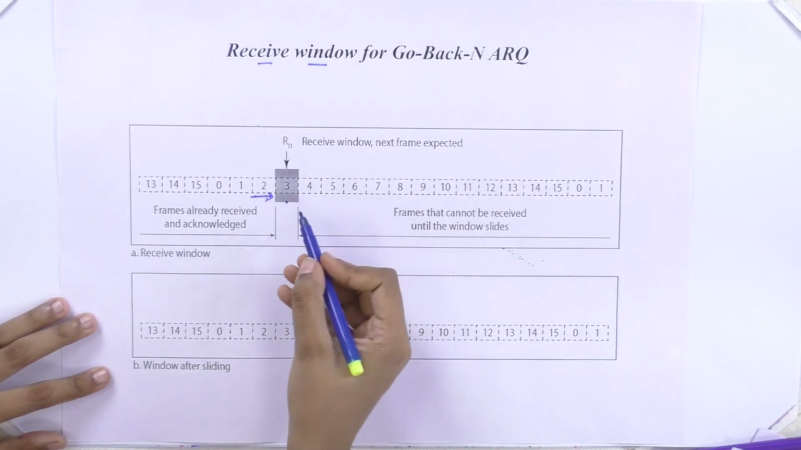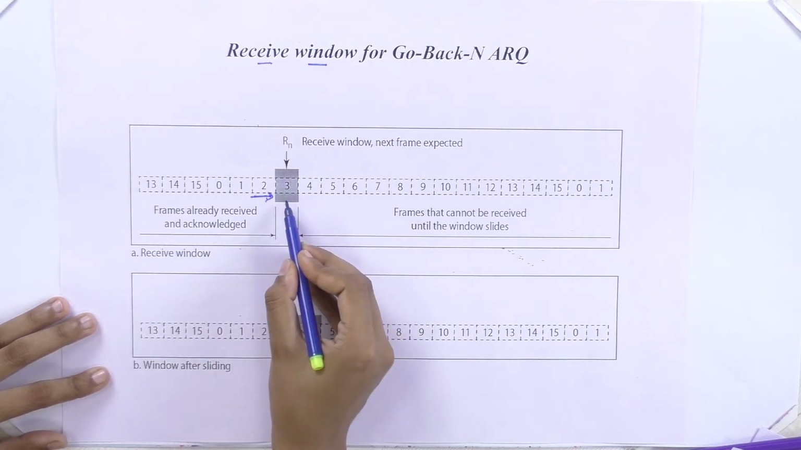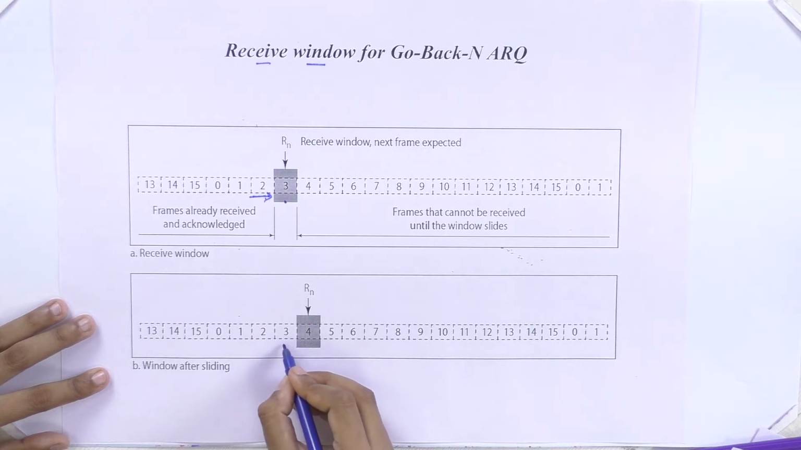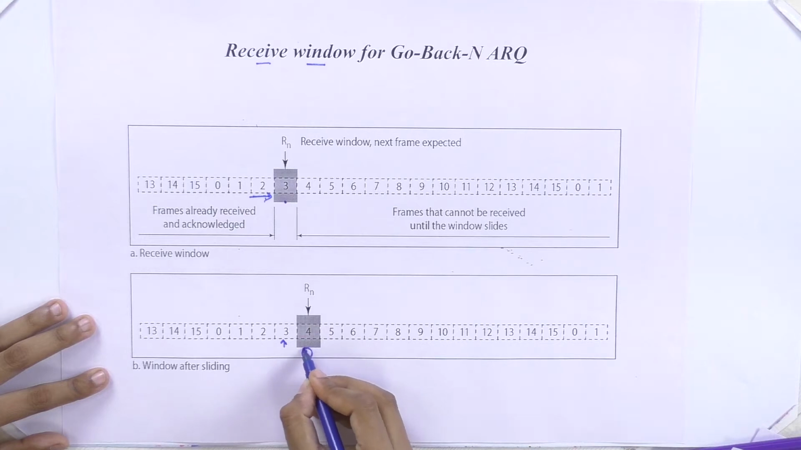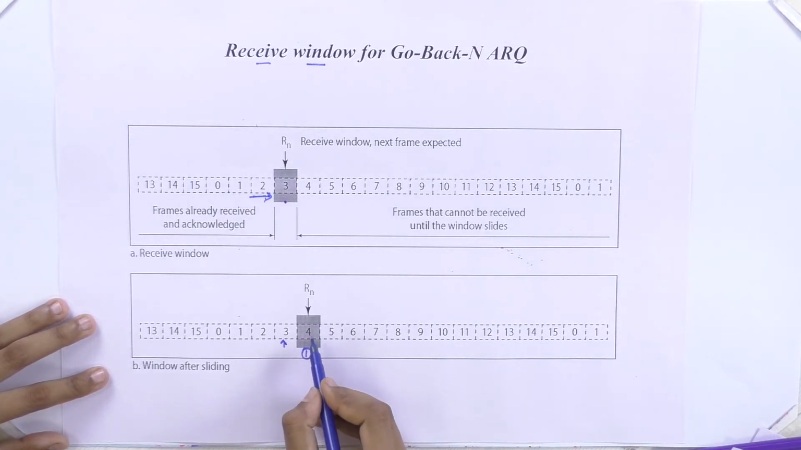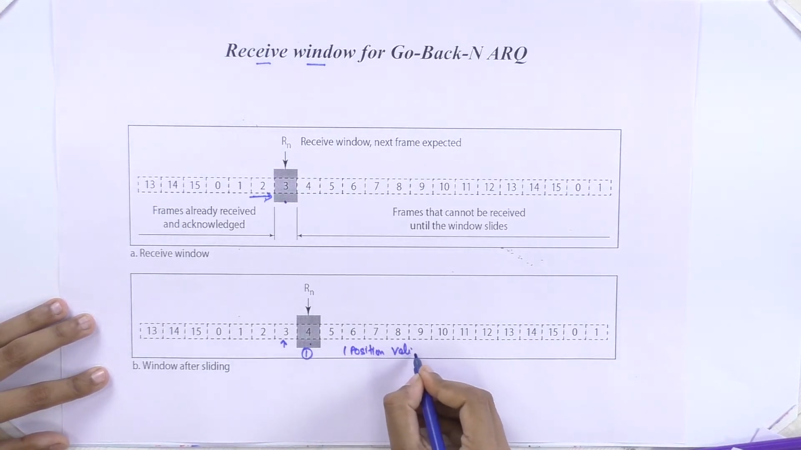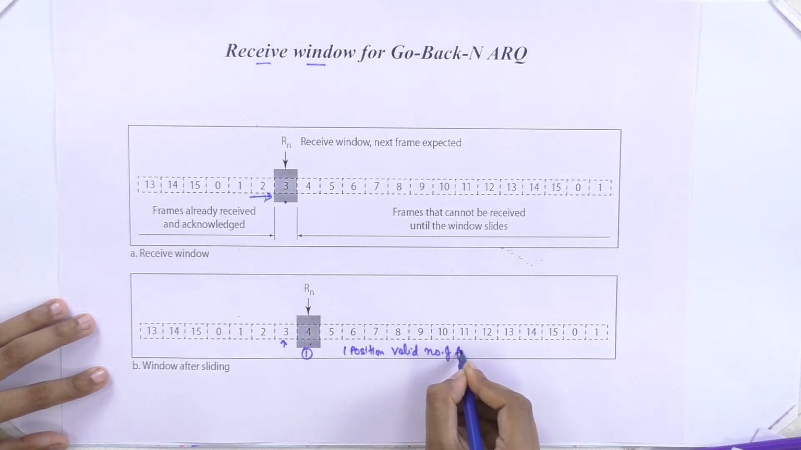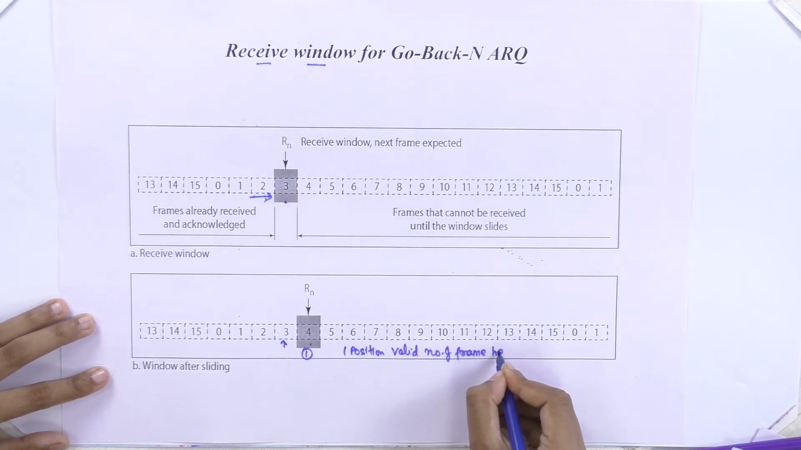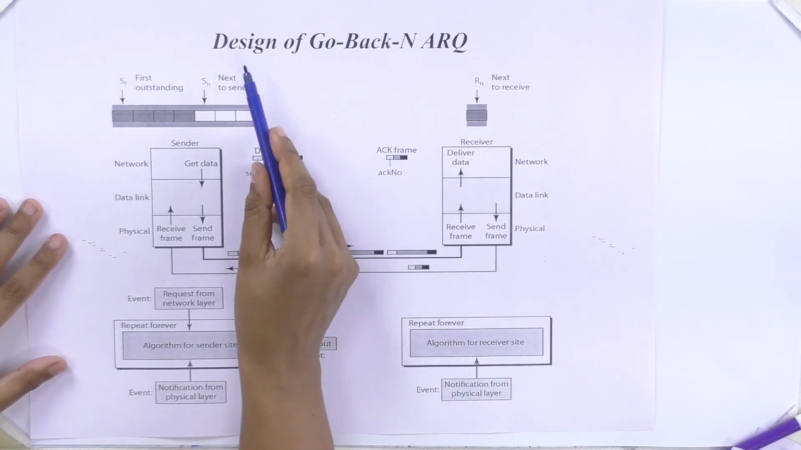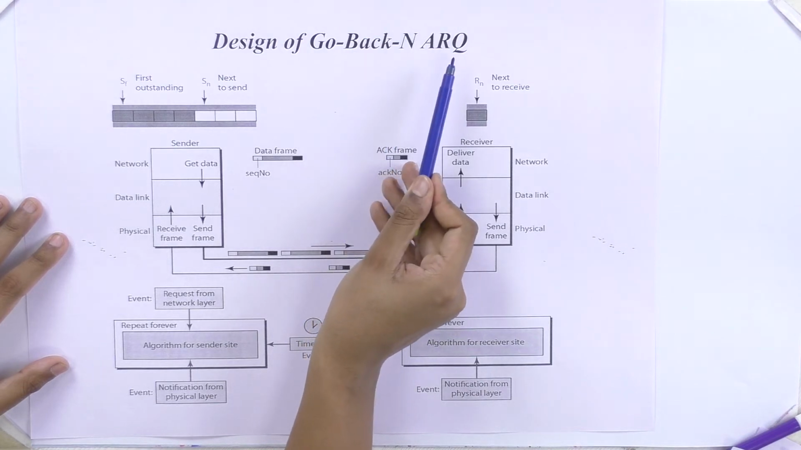And this frame 3 has given the acknowledgement. Next, what happens? The frame 3 has been received, and then it has moved only 1 position, which means that your receiver window will slide only 1 position for the valid number of frames he has received. So this is the design of your Go-Back-N ARQ.